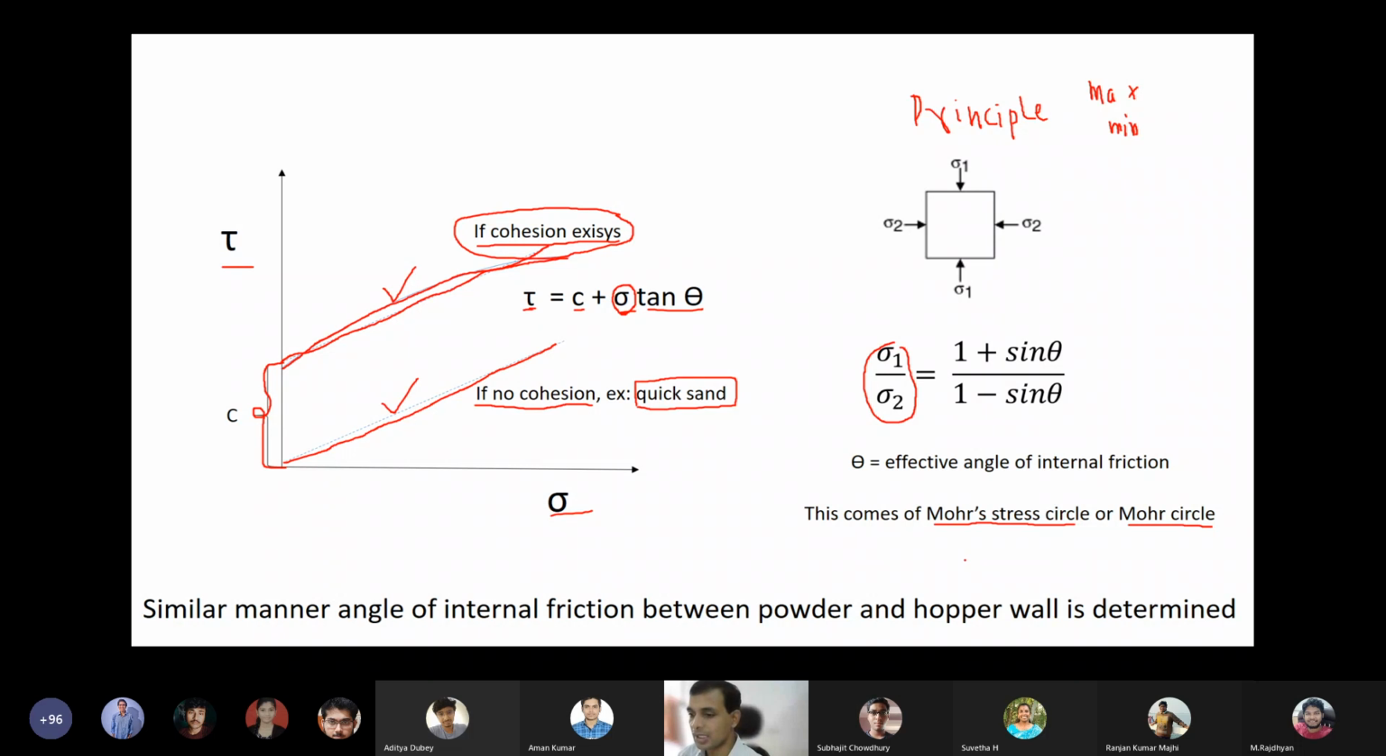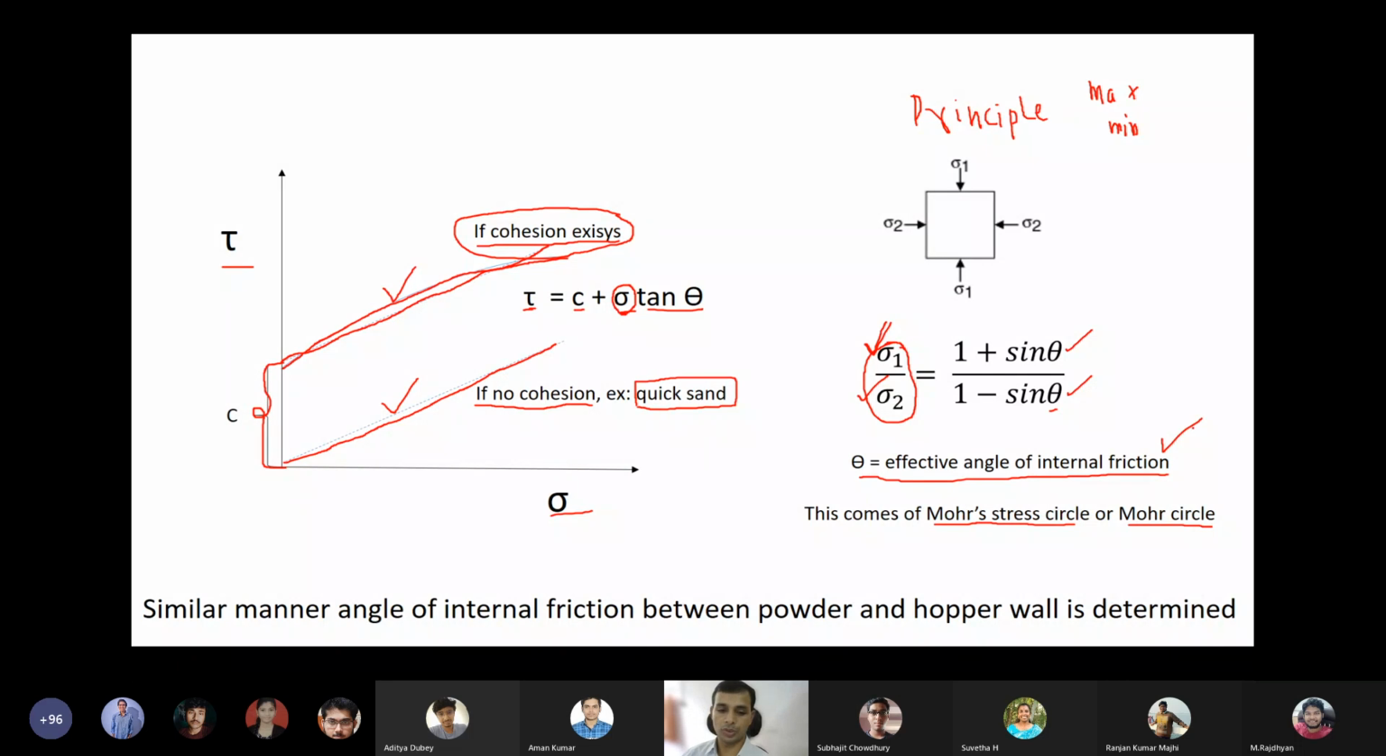Okay. How do you get these principal stresses from Mohr's circle? So we have the maximum versus minimum stress ratio equal to 1 plus sine theta by 1 minus sine theta, and these can be measured from the Jenike shear tester, which is shown in the previous slides. We know this value, so obviously we can calculate sine theta. So the theta value is the effective angle of internal friction.